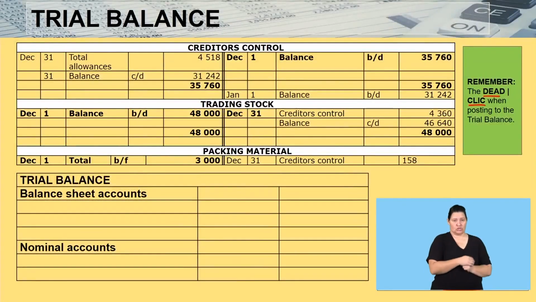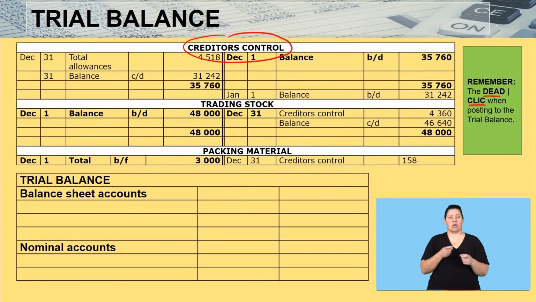What is it that you debit and what is it that you credit? So let's quickly do it together. The first amount that we have is on the creditors control. We have agreed that the creditors control is a liability that increases on the credit side. And my amount is 31,242. So I'm going to come here.